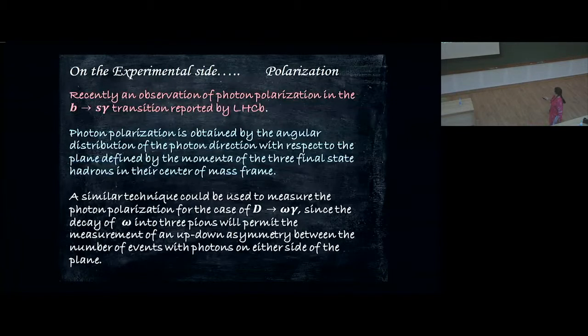The photon polarization is obtained from the angular distribution of the photon direction with respect to the plane defined by the momenta of the 3 final-state hadrons in the center of mass frame. So we could use a similar technique to look at photon polarization for D to omega gamma. Omega has a 3-body decay, so a similar technique can be used.